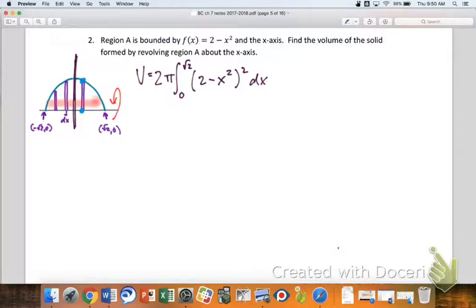Any questions at all on the disk method? No. Okay, so next time we're going to look at the washer method.